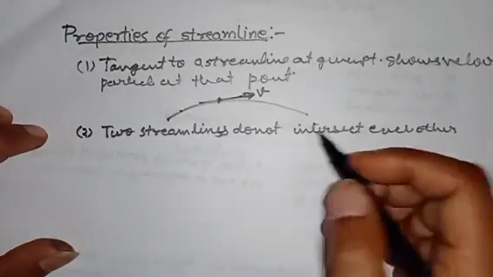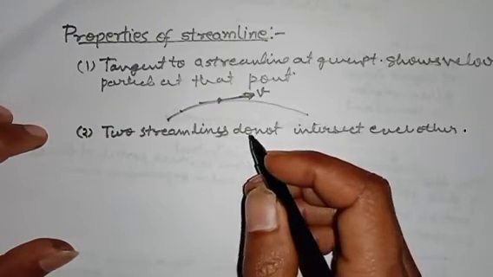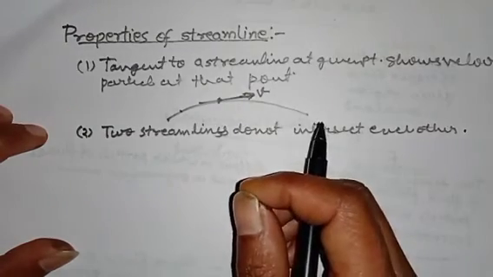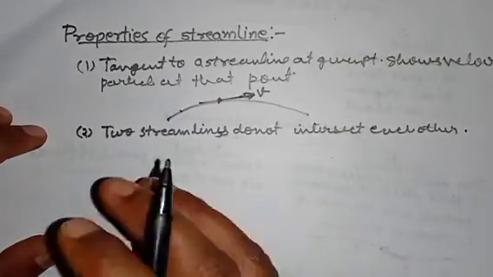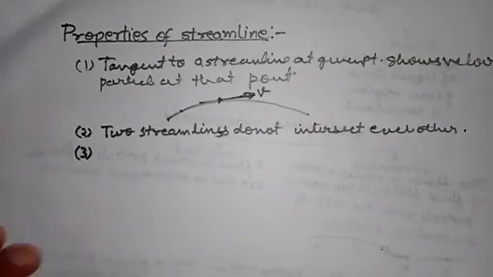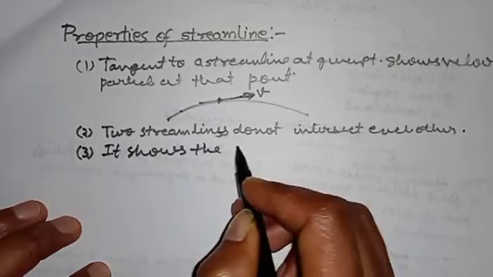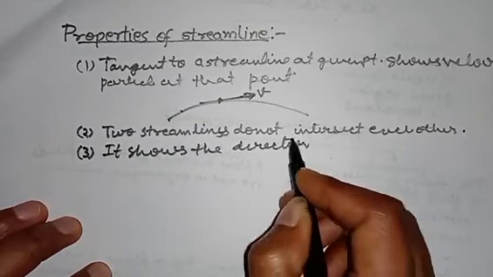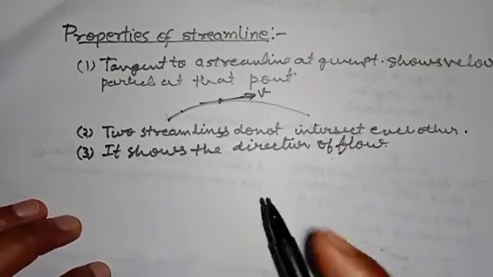So two streamlines do not intersect each other, and we know why. If they do so, there will be two directions of velocity, which is not possible for a single particle. So this is not possible. So there can never be intersection of two streamlines. And of course, it shows the direction of flow, in which direction liquid is flowing.